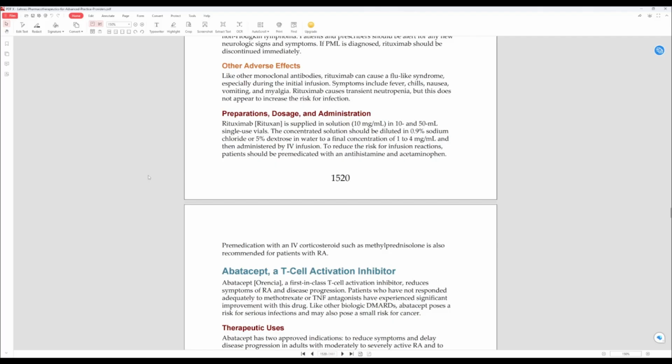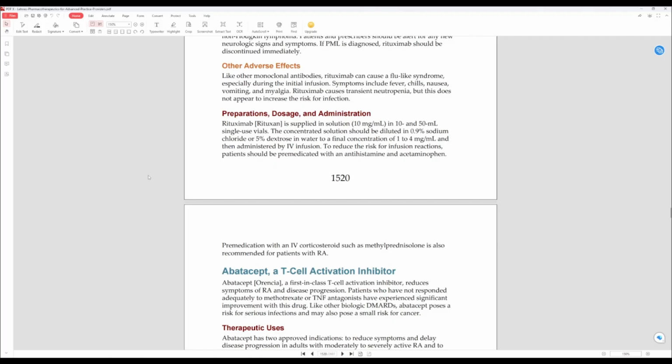So, its preparation, dosage, and administration. Well, rituximab is supplied in a solution in a 10 and 50 ml single-use vial. The concentrated solution should be diluted in normal saline or D5% dextrose in water to a final concentration of 1 to 4 milligrams per ml and then be administered by IV infusion.